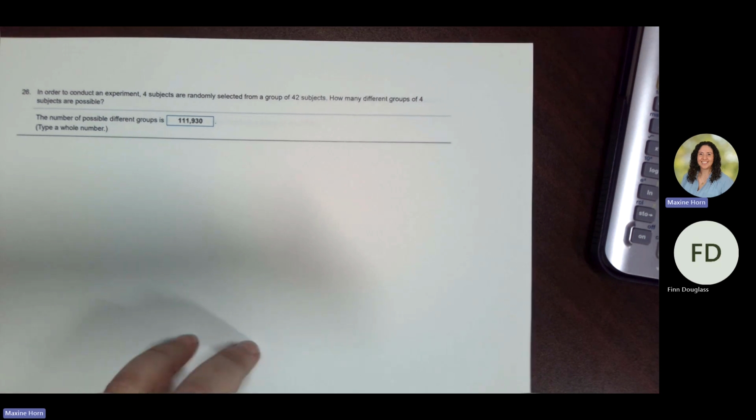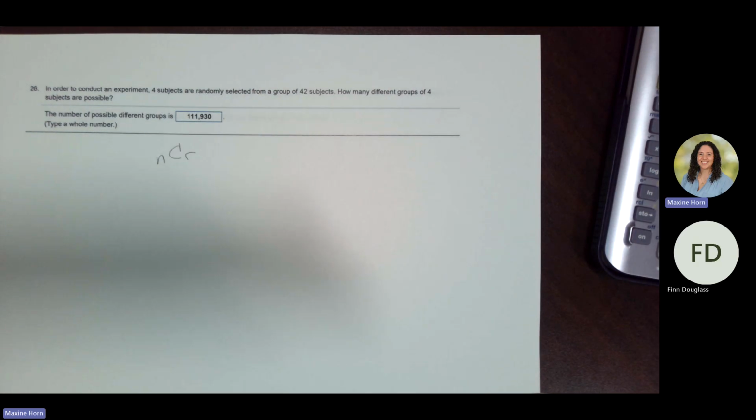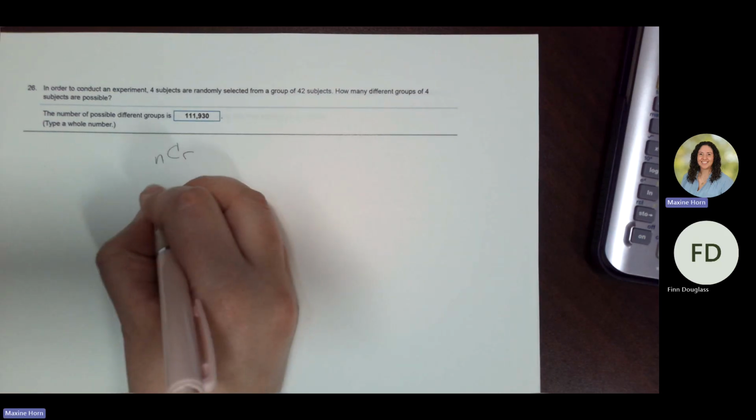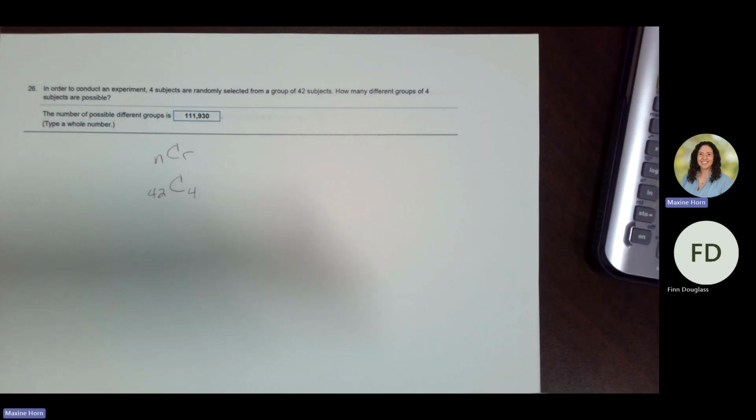Okay, so for this one, the order doesn't matter, right? I'm in a group with other subjects. I don't care which one of us was chosen first. The order doesn't matter. We're not being placed as the first one in the group, or the second, or third or fourth. So since the order doesn't matter, this is nCr. It's a combination. So there's 42 subjects and we are choosing 4 subjects randomly.